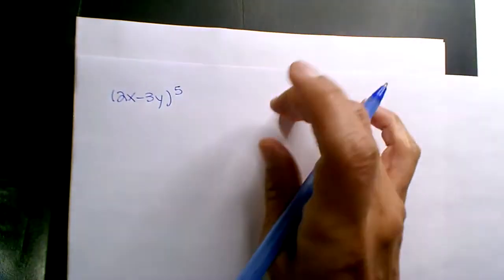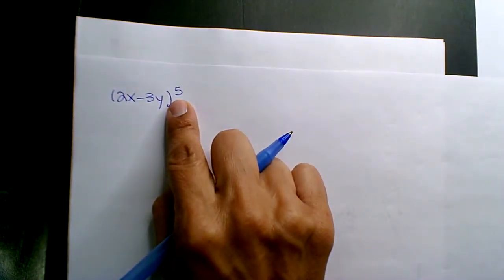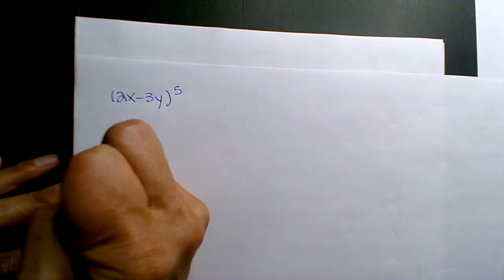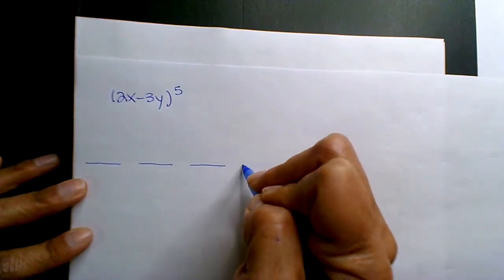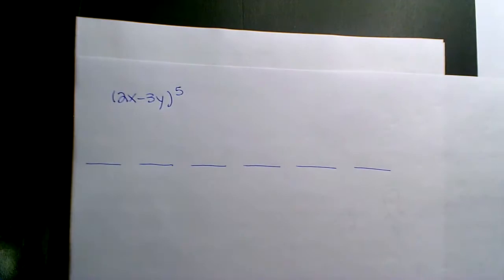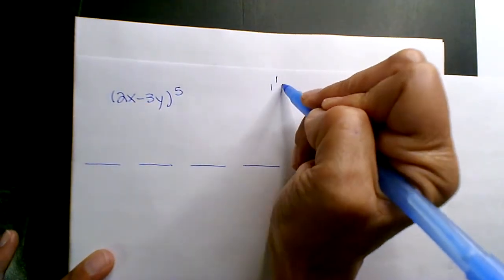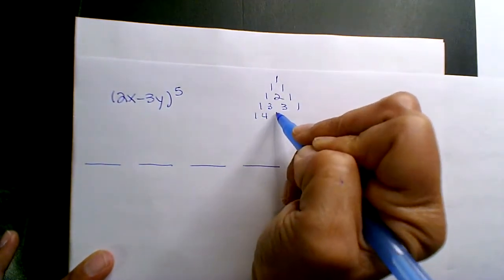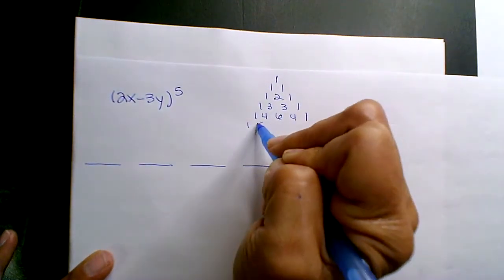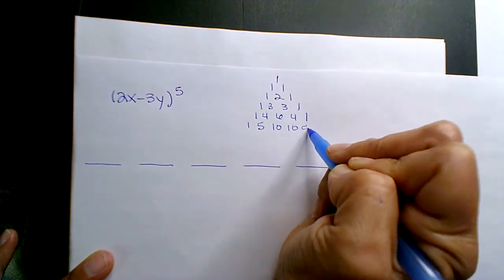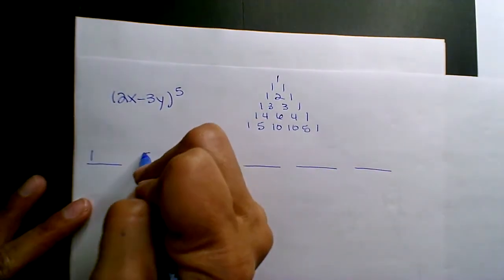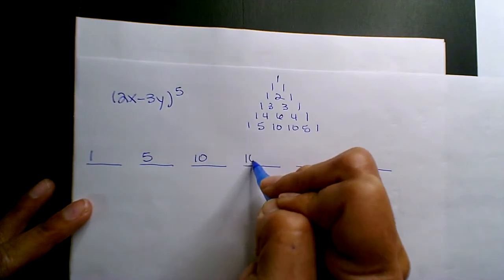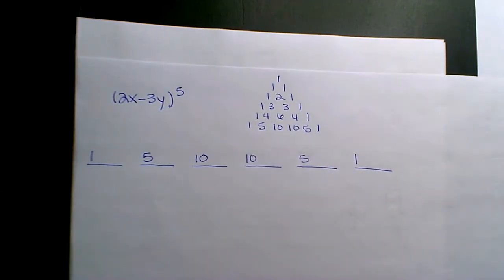All right, if it's the power of 5, it's going to have 6 terms. 1, 2, 3, 4, 5, 6, right? All right, 1; 1, 1; 1, 2, 1; 1, 3, 3, 1; 1, 4, 6, 4, 1; 1, 5, 10, 10, 5, 1. I like building the triangle.